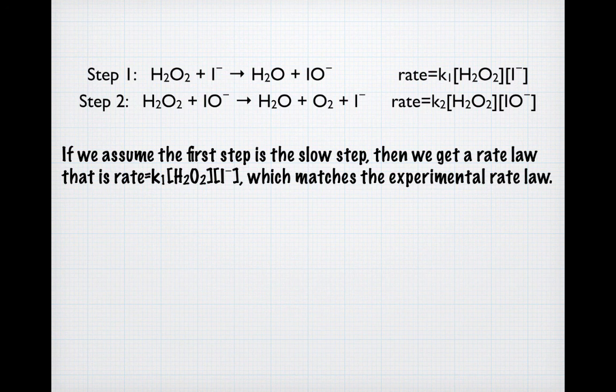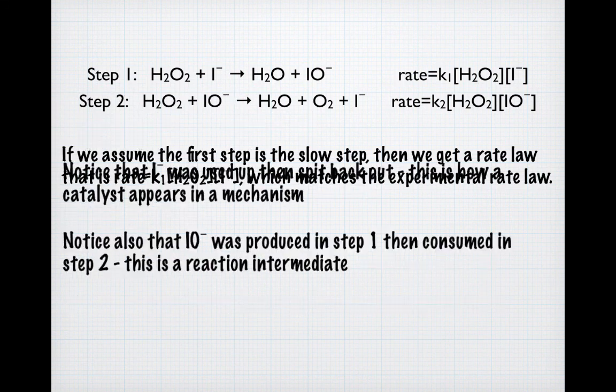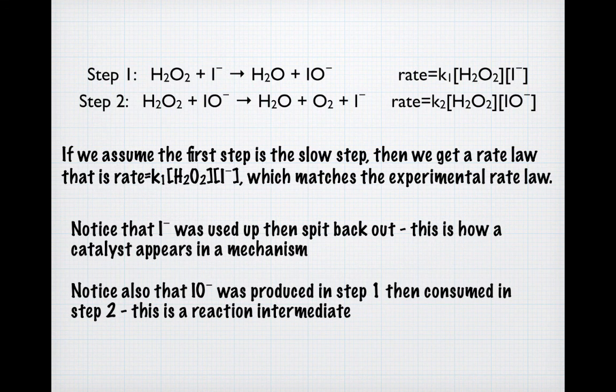Now there's a couple of species in our mechanism that serve different purposes that don't show up in the overall reaction. Notice our I minus was used in step 1 as a reactant, and then it was spit back out as a product in step 2, and so it would cancel out. This is how a catalyst would appear in a mechanism, first as a reactant, then as a product.